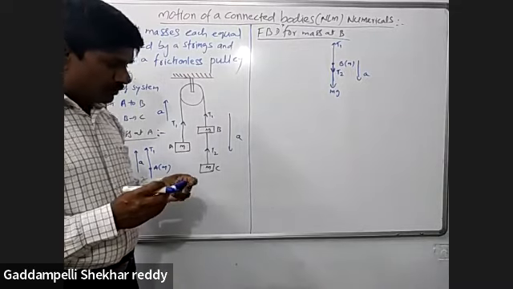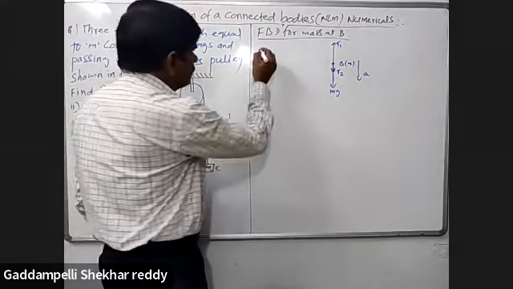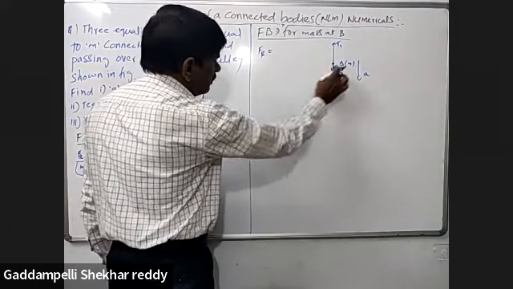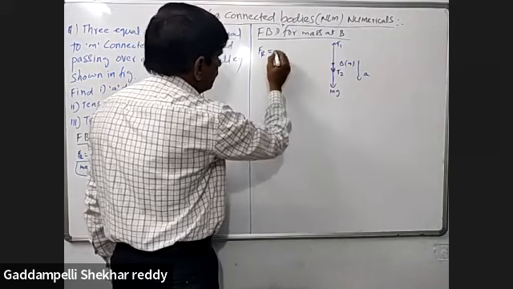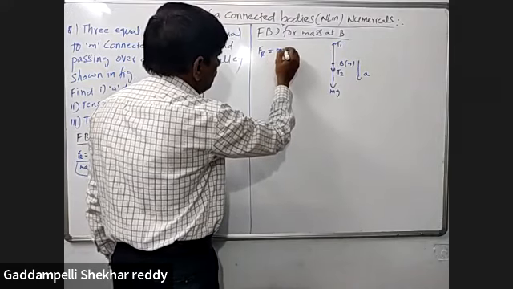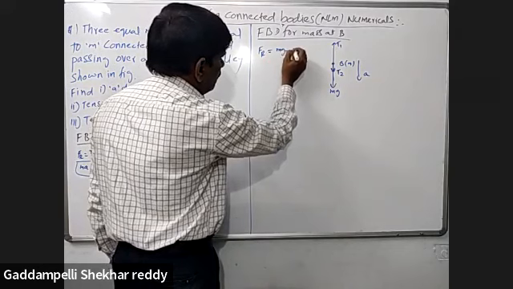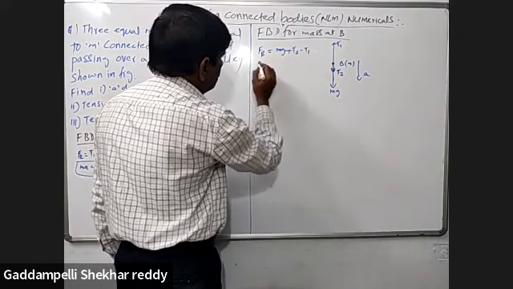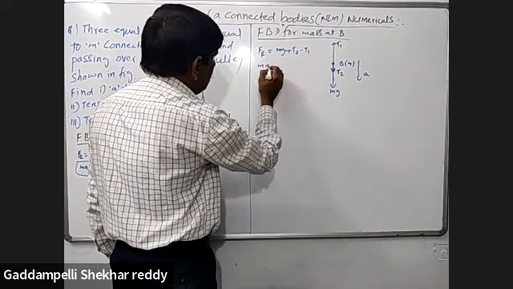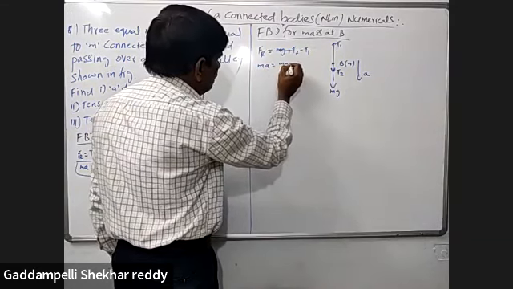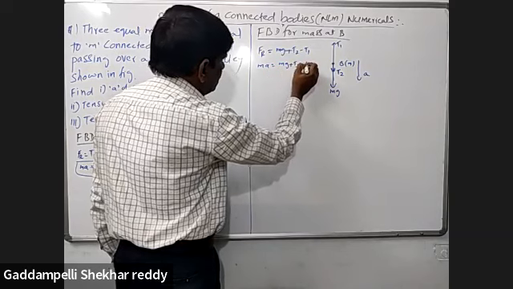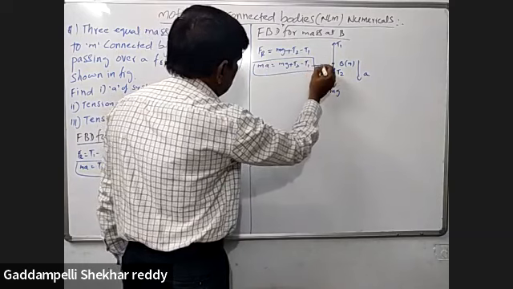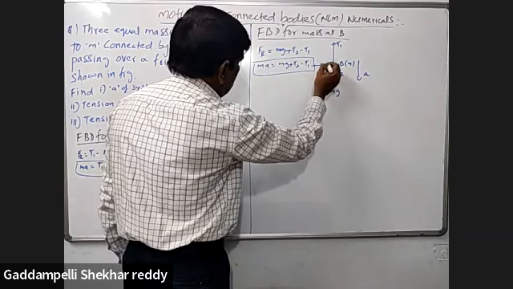So the net force, or resultant force, is the downward forces minus the upward force. The downward forces are the weight of the body plus tension T2, and the upward force is T1. So we write ma equals mg plus T2 minus T1. Let it be equation 2.